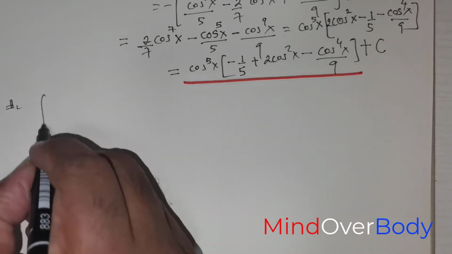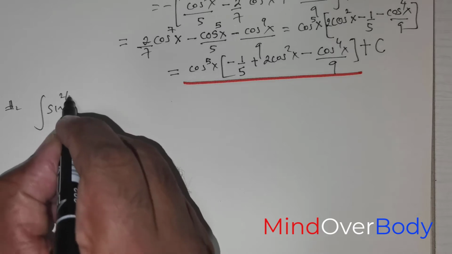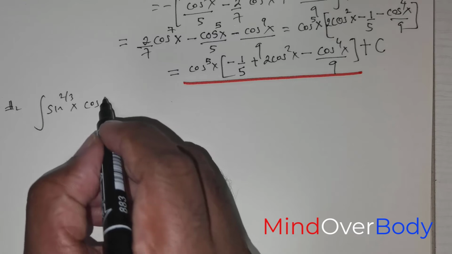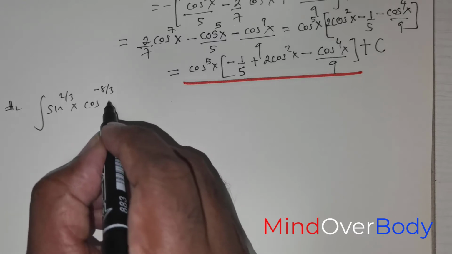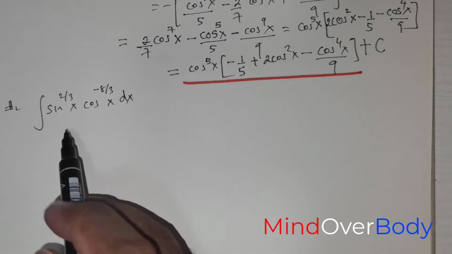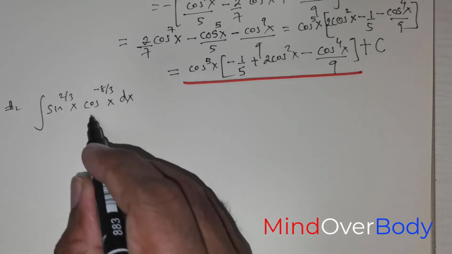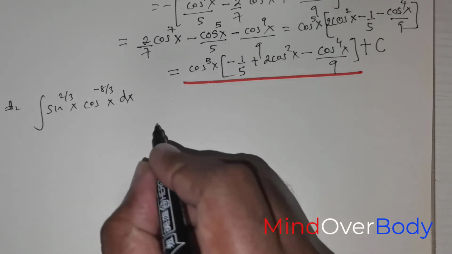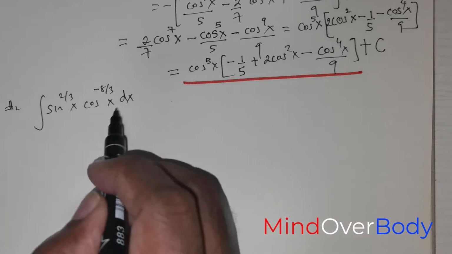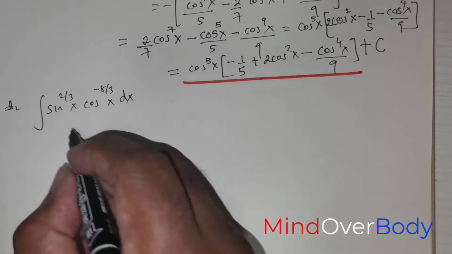This is question number 2. We are expected to integrate the integral of sine raised to the power of 2 over 3x times cos raised to the power of negative 8 over 3x dx. Now clearly we can see that the powers of sine and cos are rational in nature. Whenever you get a rational power, you will have to make the substitution for tan x. In other words, you should try to convert the integrand to have tan. So that is our objective.